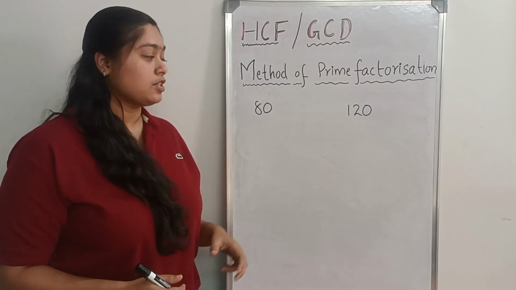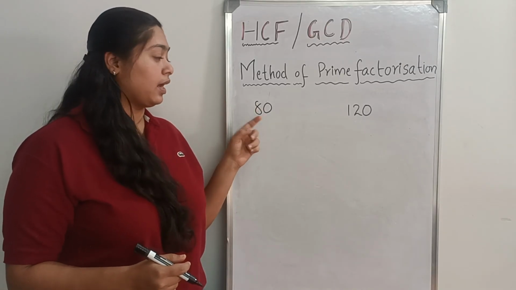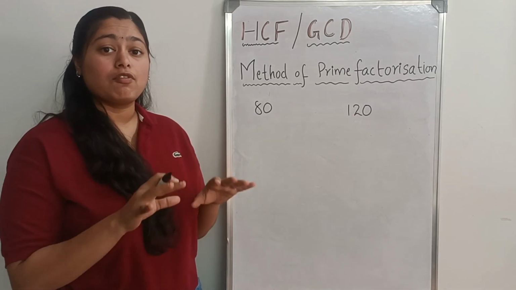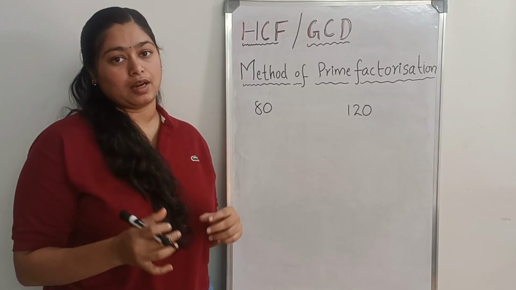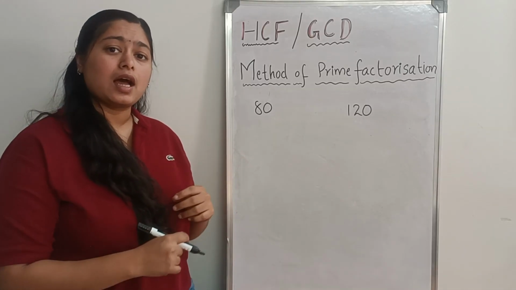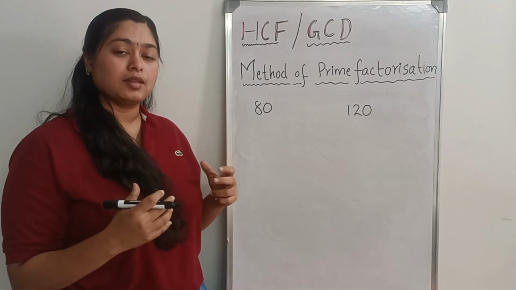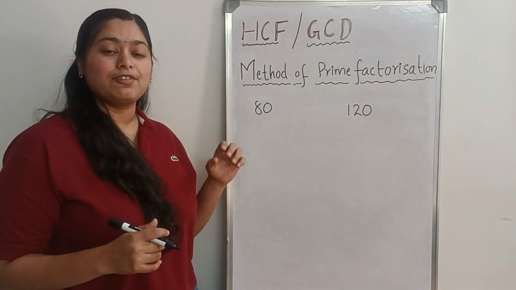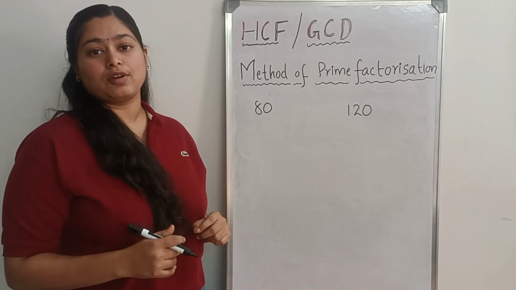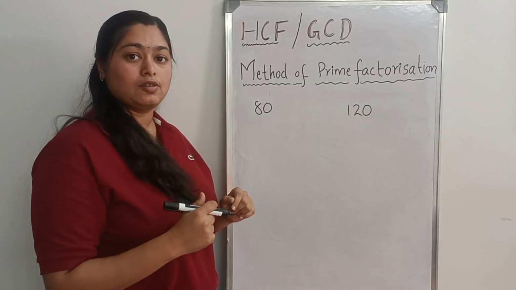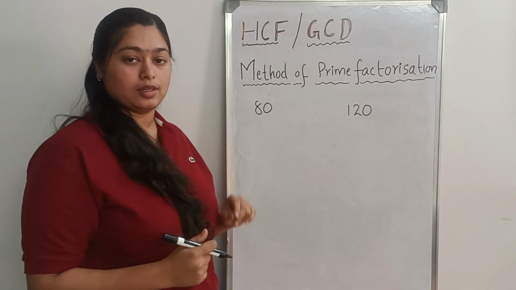Here, my aim is to find the highest common factor of the numbers 80 and 120. The method is, first, we are going to find the prime factors of each number. To find the prime factors, I hope you remember the various methods that we learned in our previous videos. One of the methods was the factor tree method. You can refer to the factor tree method in my previous video. So, let's see how to do the factor tree method for 80 and 120.